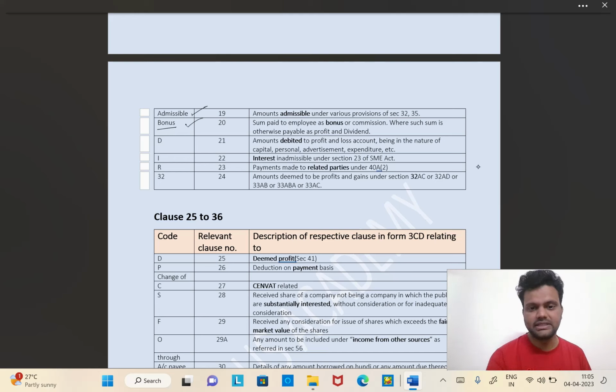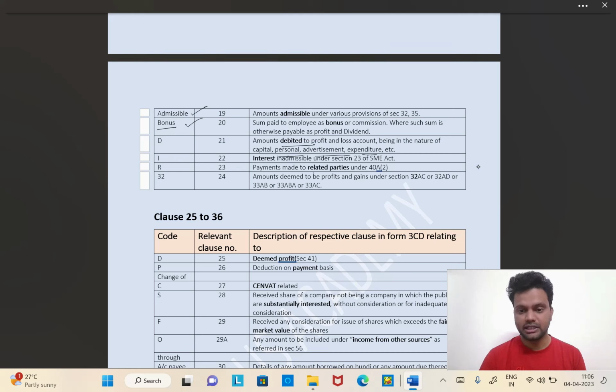In that, D means amounts debited to P&L account in the nature of personal and advertisement expenditure. This is mostly related to section 37 of the Income Tax Act. That is the meaning of D. D means debited to P&L account. I means interest admissible under section 23 of the MSME Act, small and medium enterprises. That is I, interest. R means related parties, related parties under section 40A(2) of the Income Tax Act. That is the meaning of R.